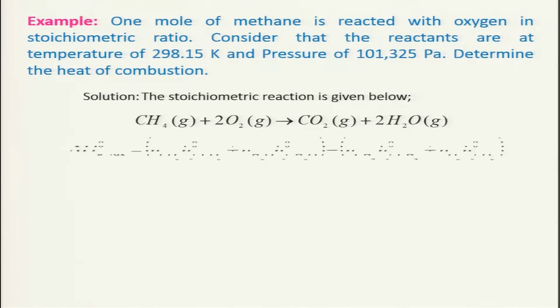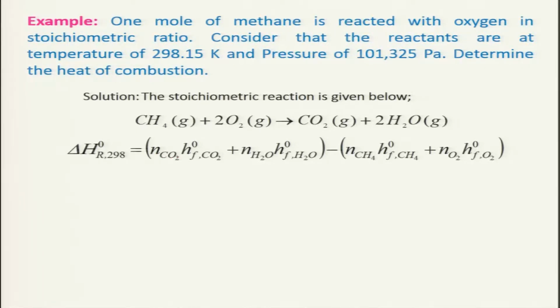So, it is basically a balanced equation, you can see for yourself. The heat of reaction will be n moles of carbon dioxide times the heat of formation of carbon dioxide, plus n moles of water times the heat of formation of water, minus n moles of methane times the heat of formation of methane, plus n moles of oxygen times the heat of formation of oxygen. In this case, water is 2 moles, carbon dioxide is 1 mole, and CH4 is 1 mole.